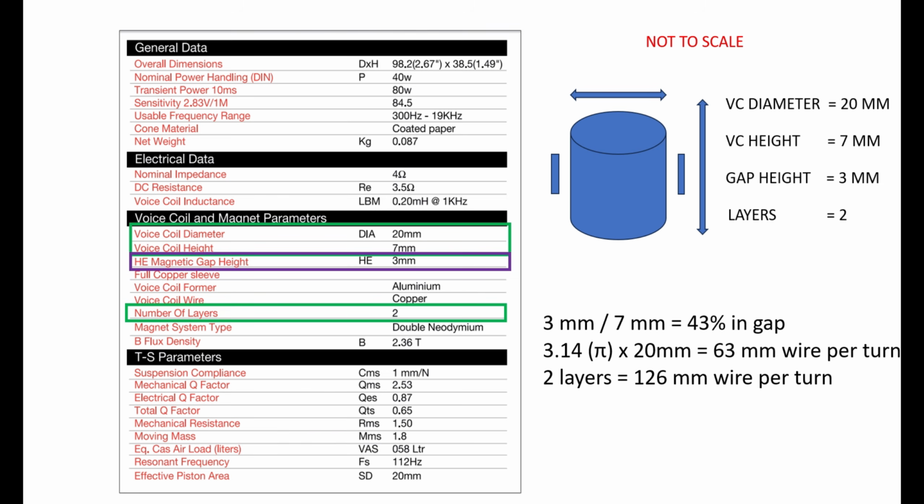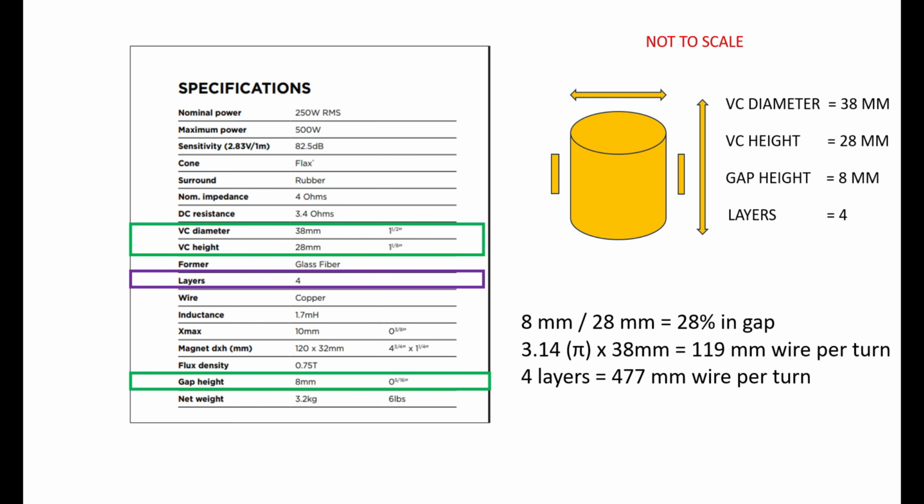Let's take a look at a second type of speaker. This one has a voice coil diameter of 38 millimeters, a height of 28, a gap height of 8, and it's a 4-layer voice coil. Let's run the numbers again. An 8 millimeter gap divided by a 28 millimeter voice coil means that only 28% of the voice coil can be in the gap at any one time. With a 38 millimeter diameter, it's 119 millimeters per layer, or 477 millimeters of wire, because I've got 4 layers of voice coil wire.